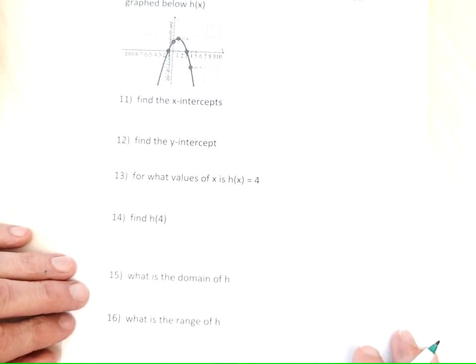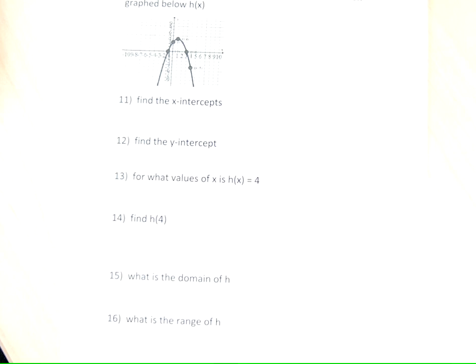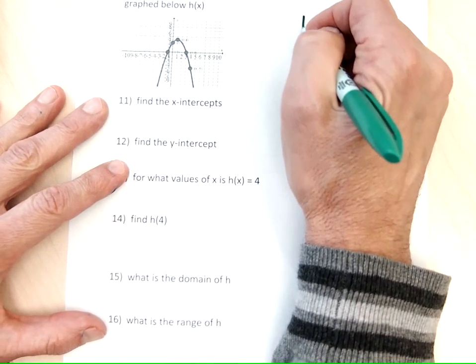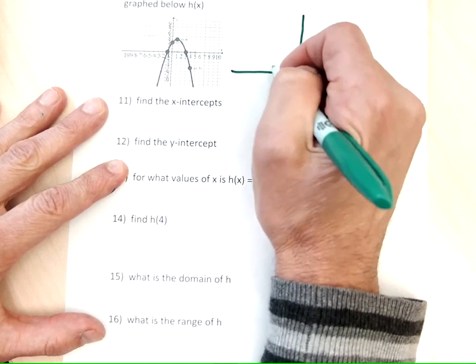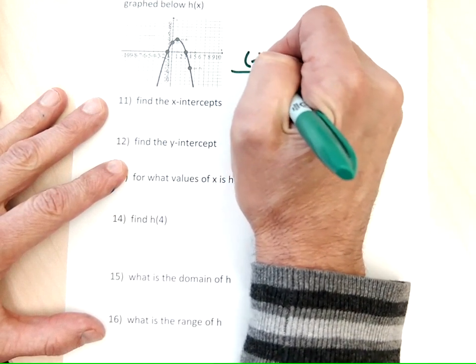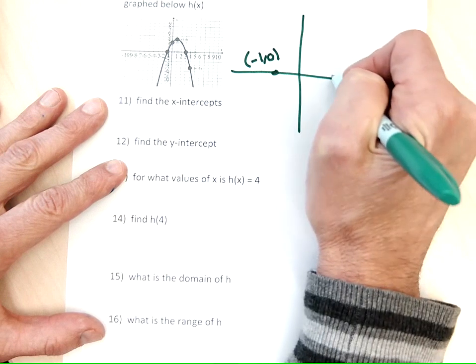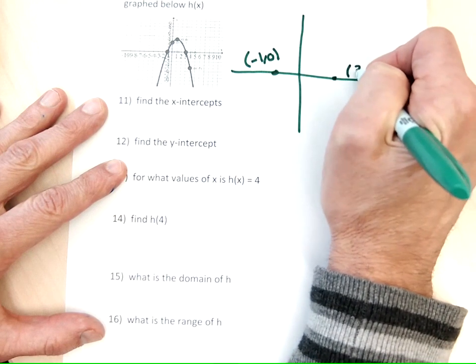11 through 16 give me a graph, and they want me to find features of the graph. I don't know that this was showing up so great. Just so pinched on time here. So let me make this graph a little bit bigger. And I'll write the points in as I need them.